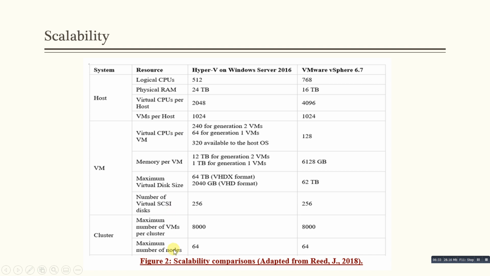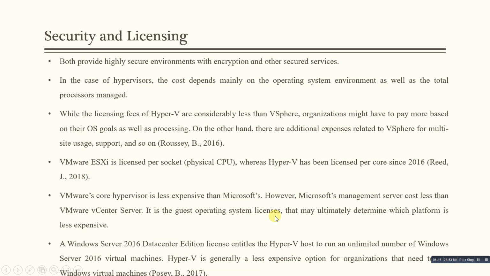In terms of security and licensing, both provide highly secure environments with encryption and other secure services. But as we know, Microsoft products require regular security updates, which can be an overhead in terms of management. In the case of hypervisors, the license cost depends mainly on the operating system environment as well as the total processors managed.